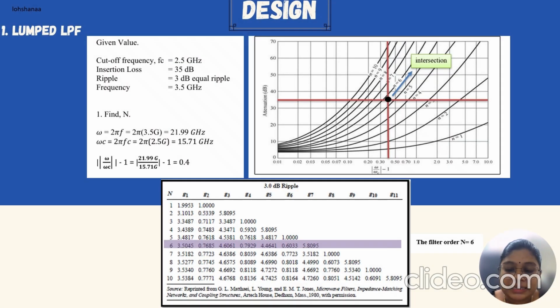In this slide, I'm presenting the initial design stage for a lumped low-pass filter. The given design specifications include a cutoff frequency of 2.5 GHz, an insertion loss of 35 dB, a ripple of 3 dB equal ripple, and a frequency of 3.5 GHz.